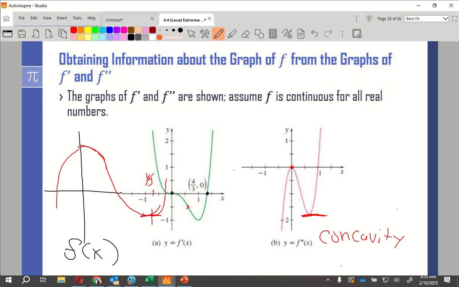So it's going from negative to positive, so that means that's going to be a minimum there. So right here, given this, this changes from concave down over here to concave up.